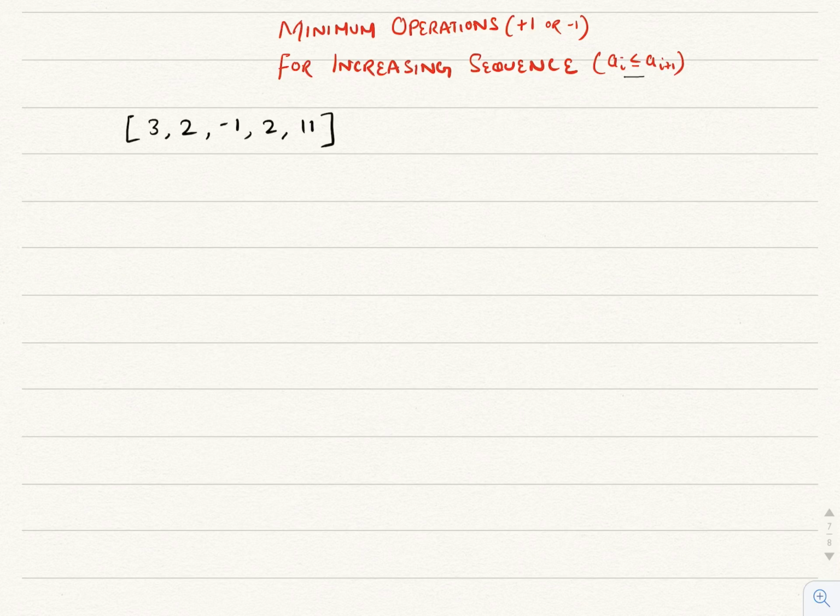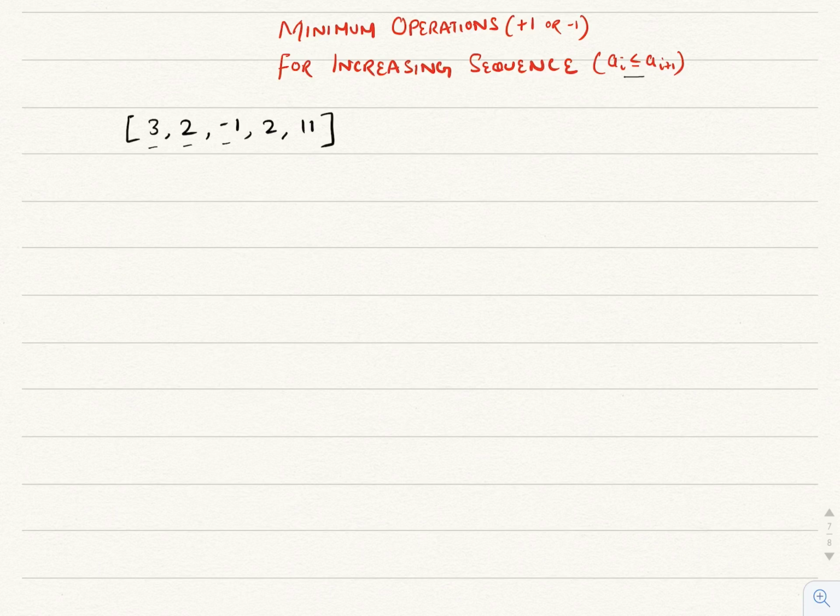So to make the given sequence an increasing sequence, first thing to note here is that the list elements will take one of the values already present in the given list. For example, either 3 will become 2, or 2 will become minus 1, or the other way around, minus 1 will become 2, or 2 will become 3.